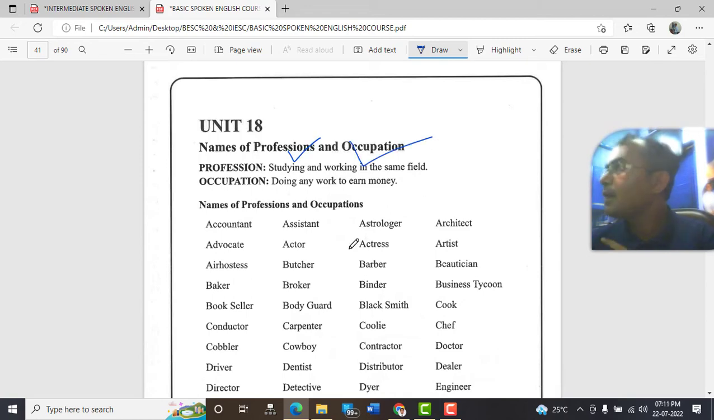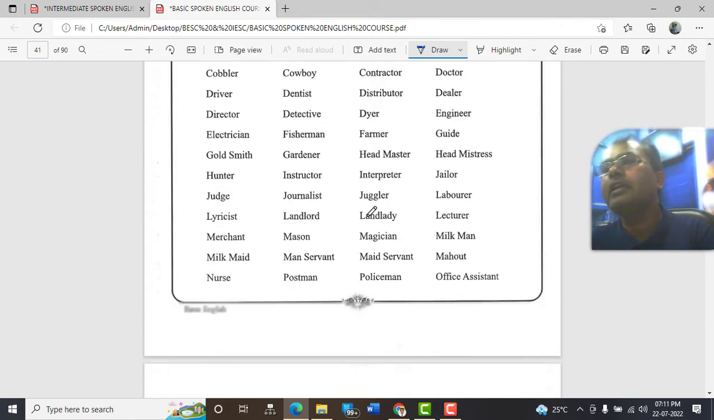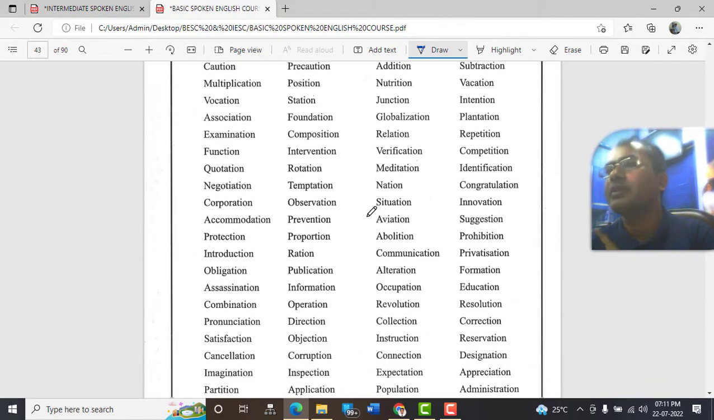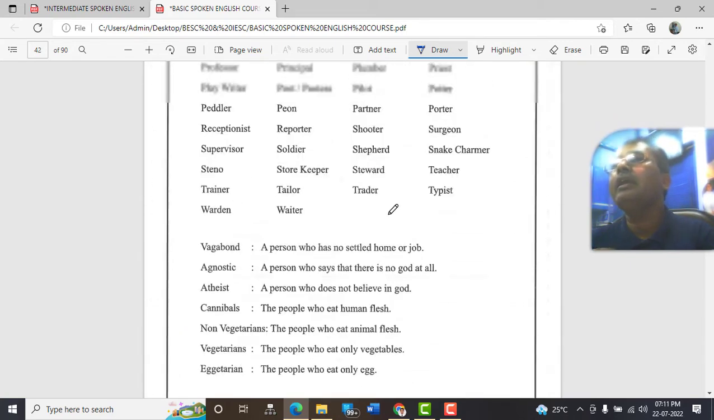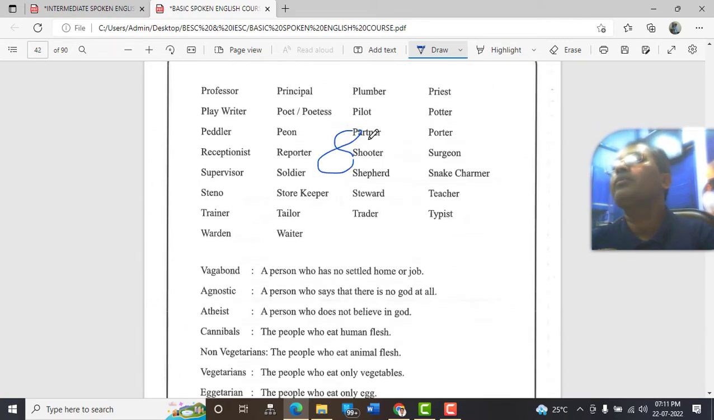We really don't know many of the professions and occupations. We'll be talking about that. Okay, a tailor, a trader, a typist, a waiter. Probably 80% you will know, but it is very important for you to learn the balance 20%. Then only you are qualified for advanced level.